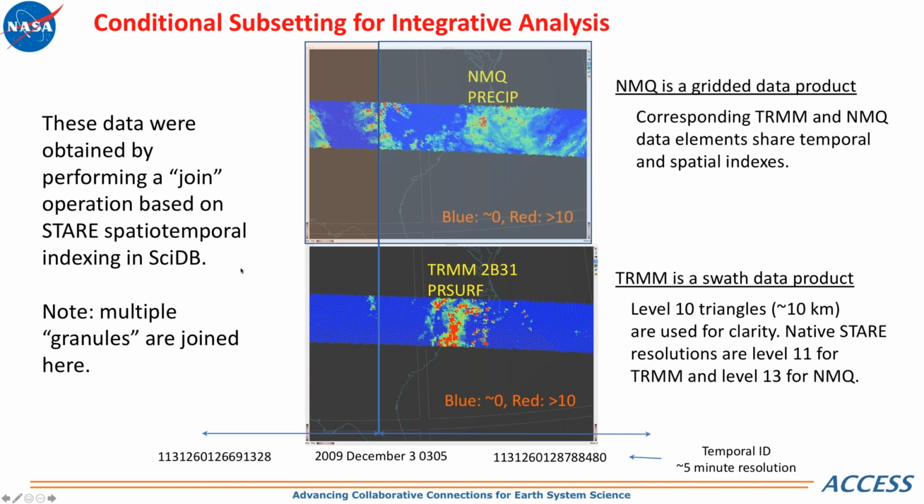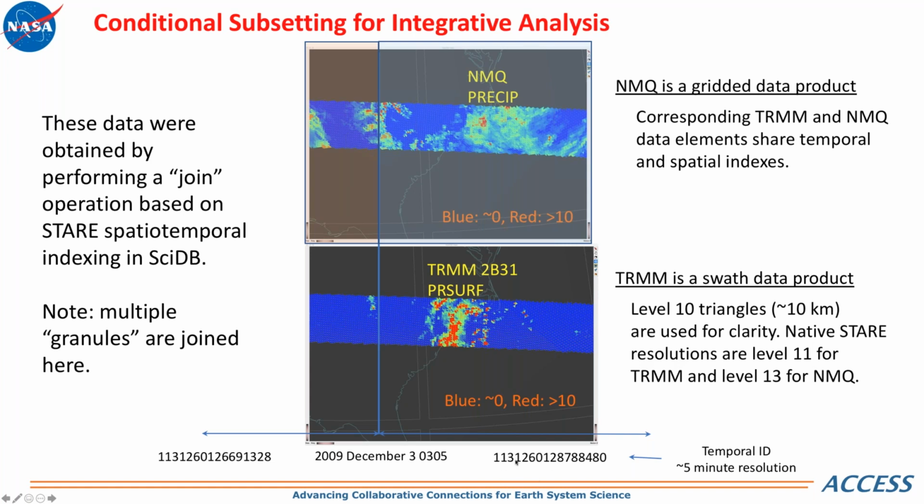So it's one of the very nice things that you get by being able to use your STARE spatial index that way. Here's a little bit of an example of that join that I was talking about before. On the top, you have the NMQ gridded data. Down below, you have the TRMM data. And one thing to notice here is that not only were we doing the join in the spatial component, which is all these little triangles here, it's also being done in the temporal component as well. So you sort of have a 2-dimension plus 1 dimension here.